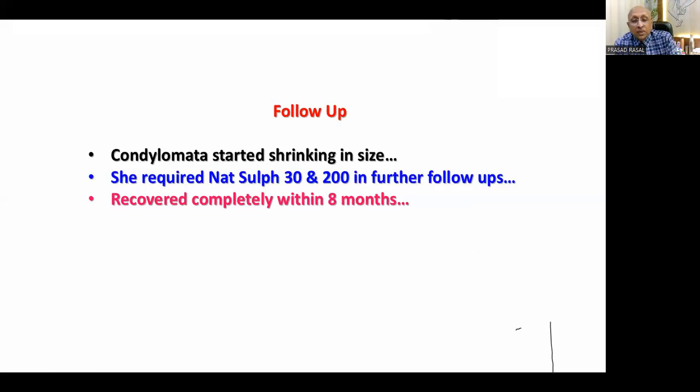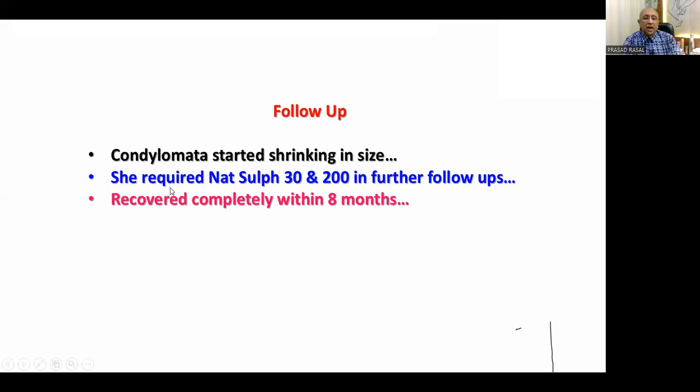She required Natrum sulph 30 and 200 in further follow-ups for 2-3 months, and recovered completely within 8 months, and the whole thing disappeared. It took nearly 7-8 months because it was a structural change. Structural changes never disappear very fast. It requires a little bit of time. So it took nearly about 8 months.